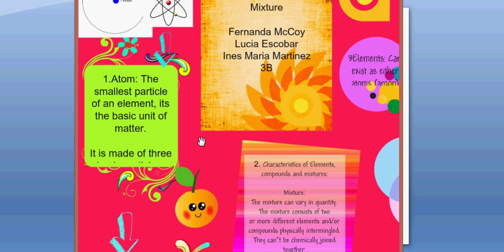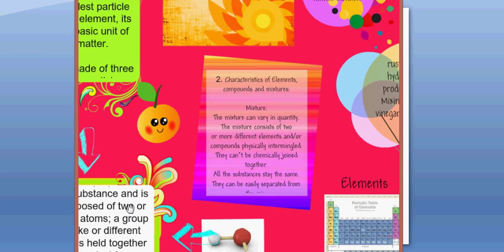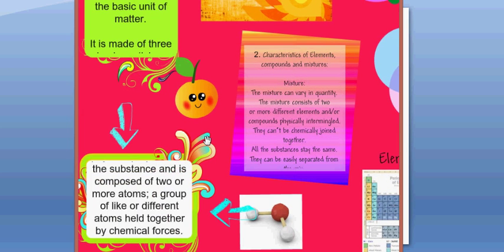The atom, that is the smallest particle of an element, is basically the basic unit of matter, and an element is made up of atoms or a group of atoms, which is a molecule. Next comes the compound, a substance of two or three elements chemically combining together with each other. It is composed of two or more atoms, of like or different kinds, held together by chemical forces.